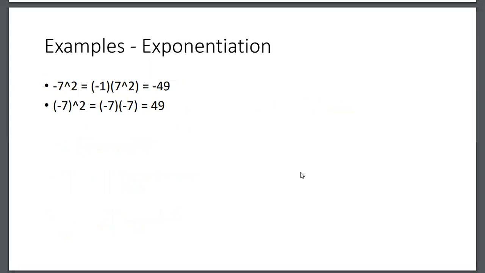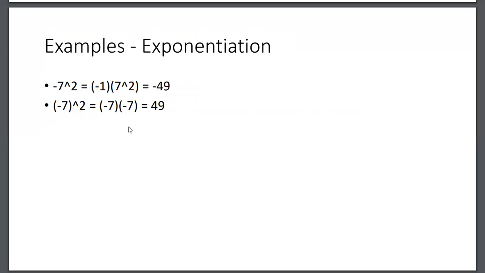Finally, exponentiation. A negative 7 squared, this little symbol means raised to a superscript exponent position, negative 7 squared. This is equivalent to the negative 7 is negative 1, and then times 7 squared is negative 49. 7 squared is 7 times 7, but the minus 1 makes it a negative. If you want a positive, you have to put the parentheses around the negative 7. So it's the negative 7 times negative 7, or 49.